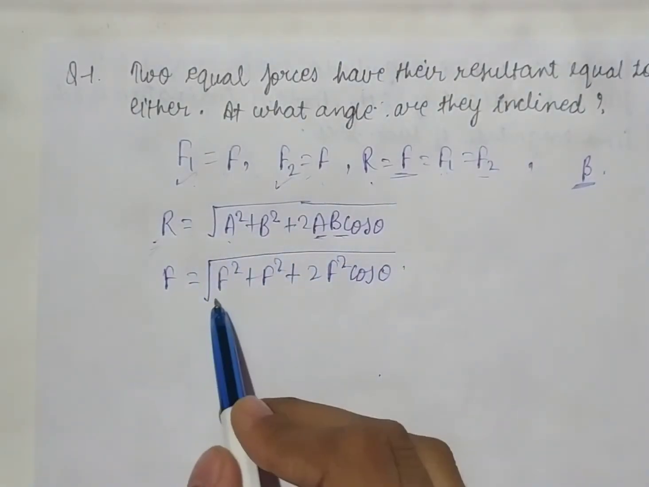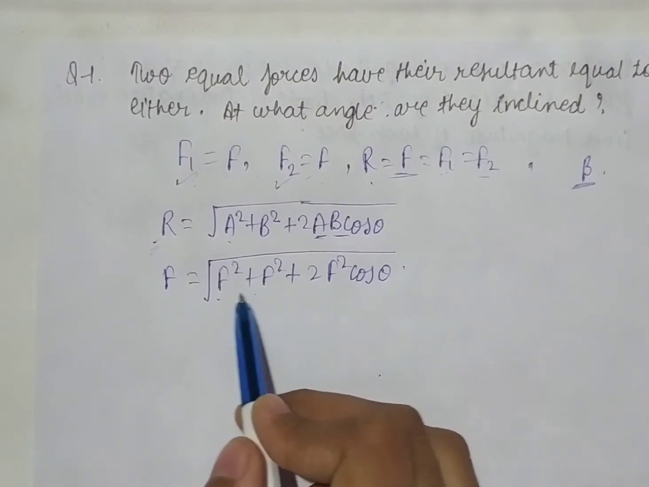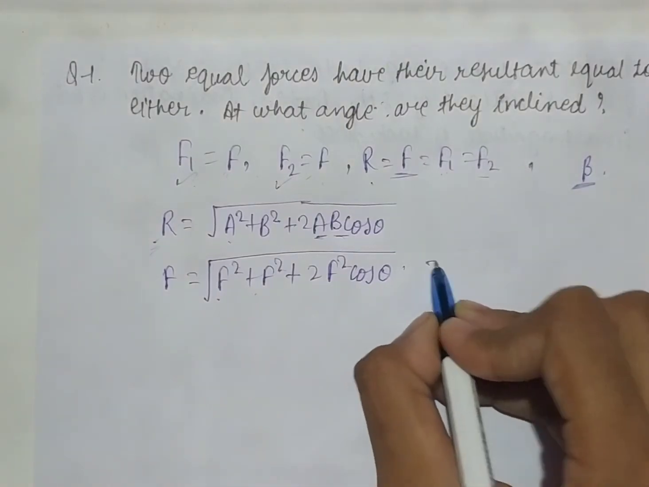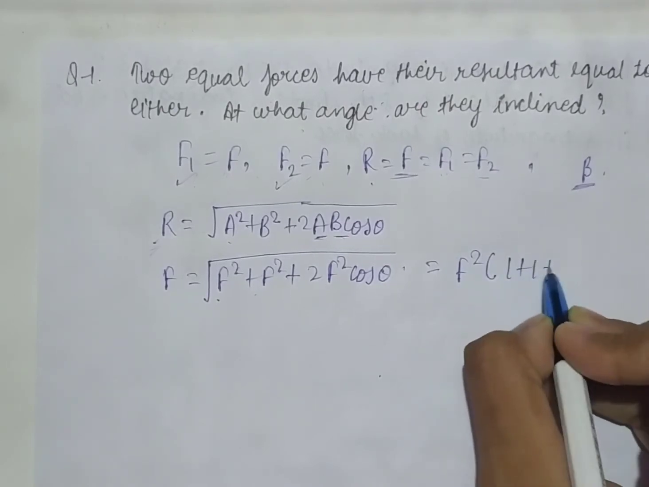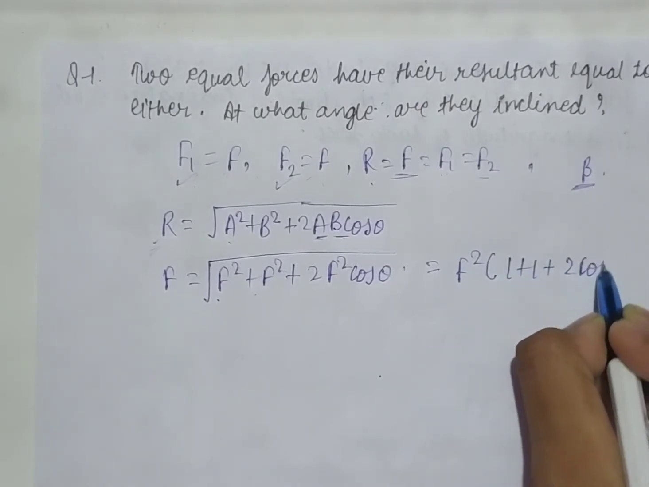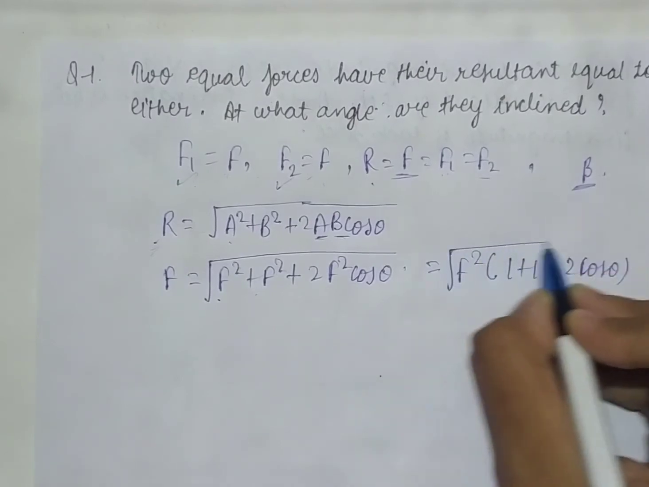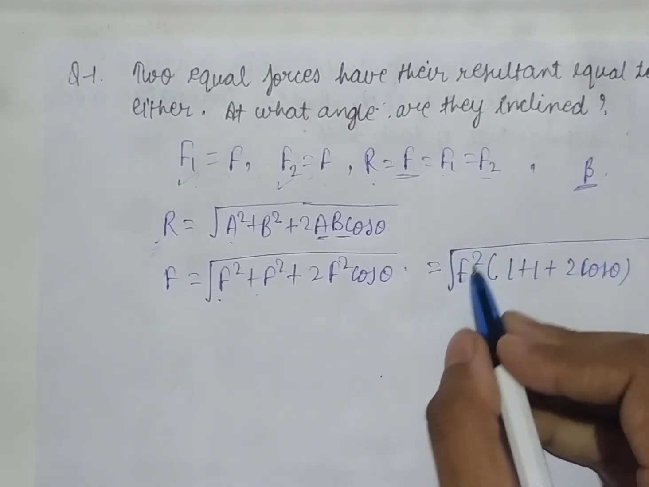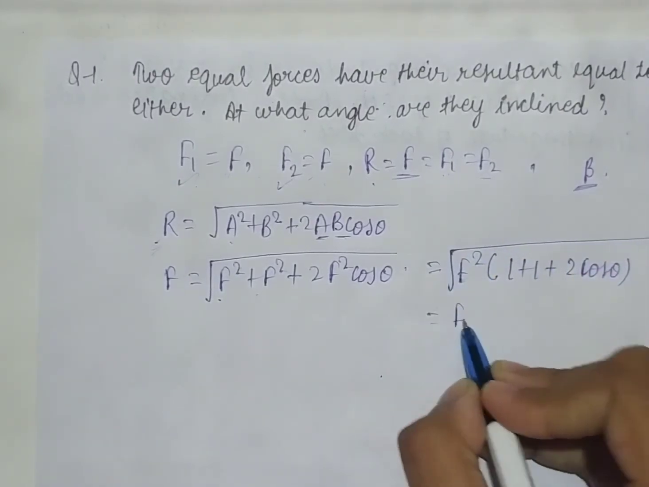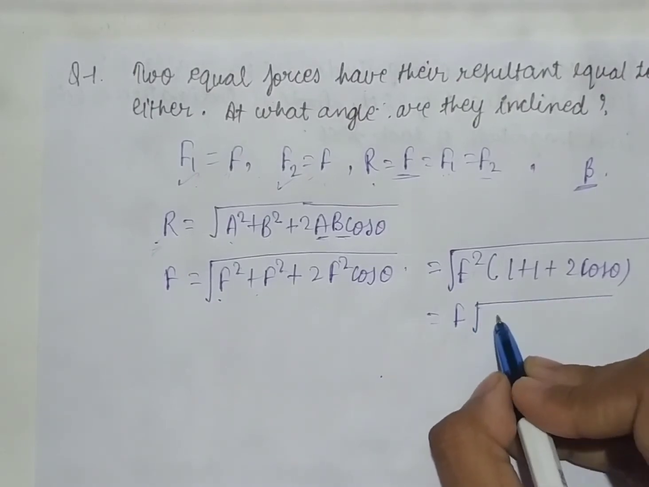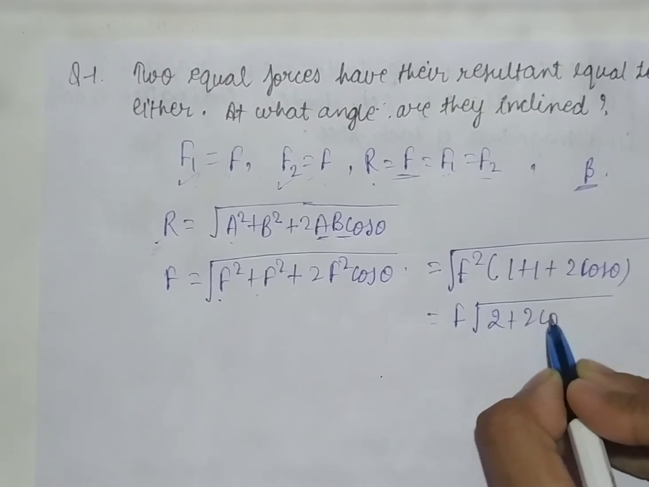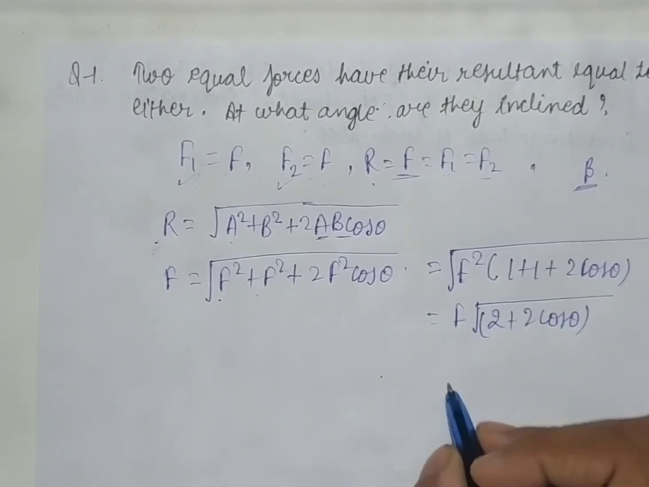After simplifying, what do we get? We can take F square common from everything, and after taking F square common we get F square bracket 1 plus 1 plus 2 cos theta. This is what we have got after solving. So F square can be taken outside the under root as F, and inside we get 2 plus 2 cos theta.